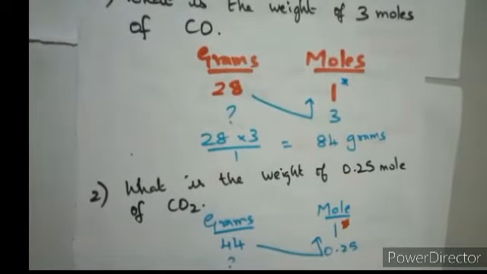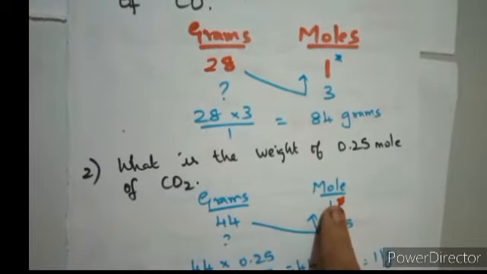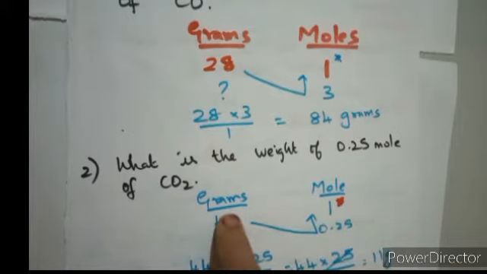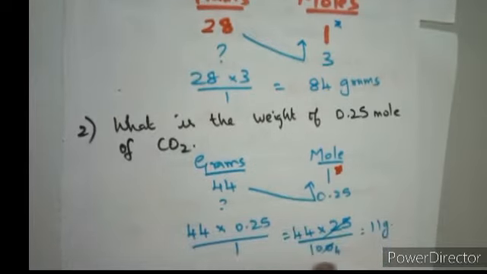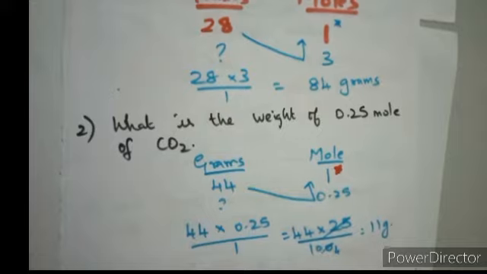Our next question is, what is the weight of 0.25 mole of carbon dioxide? 44 grams is 1 mole, so 0.25 moles is how much? So start from the question mark side, so we get 44 into 0.25 by 1. I have expressed 0.25 as a fraction, 25 by 100. So 25 and 100 when you cancel, it comes to 11 grams.